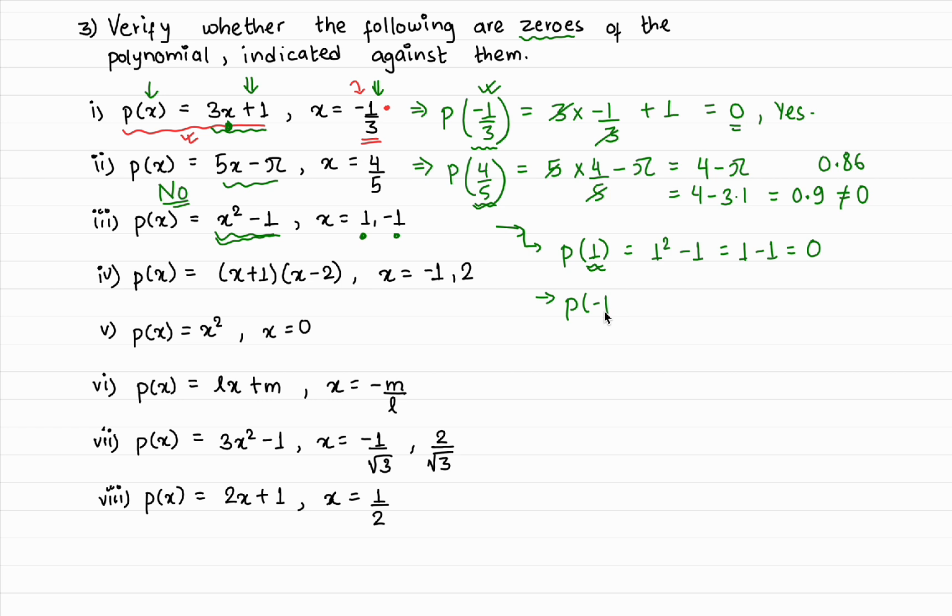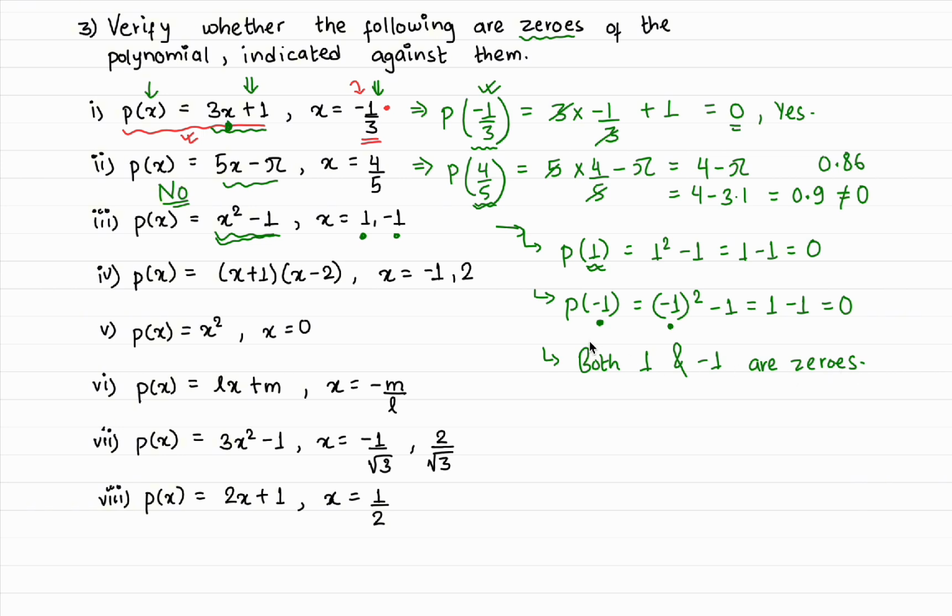If we have minus 1, will we get answer 0? Let's see. Again we have x square minus 1. This is going to be minus 1 square minus 1. Our x here is minus 1, so x square is minus 1 square. Minus 1 square is plus 1. Again we have minus 1 over here, so 1 minus 1 is again 0. So minus 1 also gives the answer 0, and so minus 1 is also a 0 of this particular polynomial. In our question number 3, both 1 and minus 1 are zeros of the polynomial.